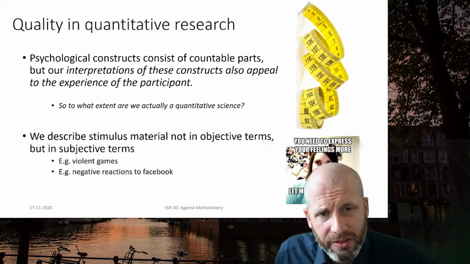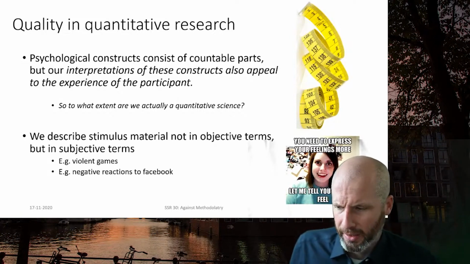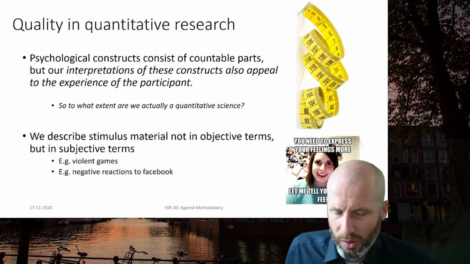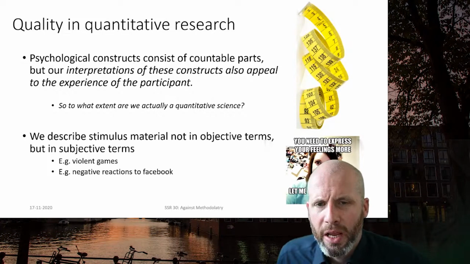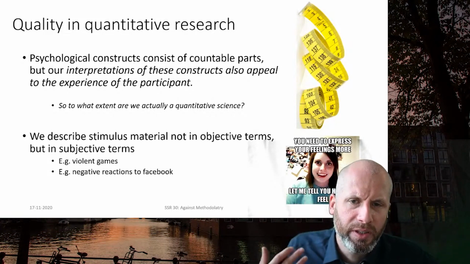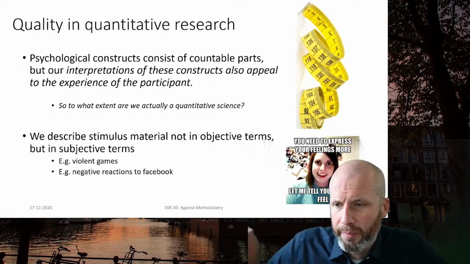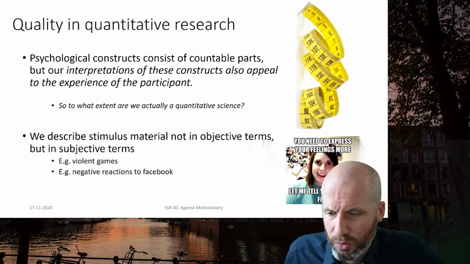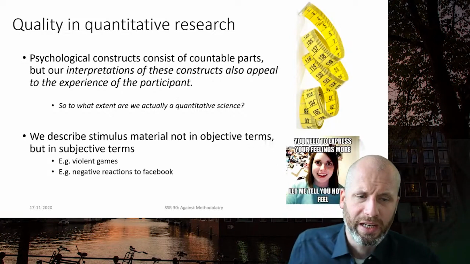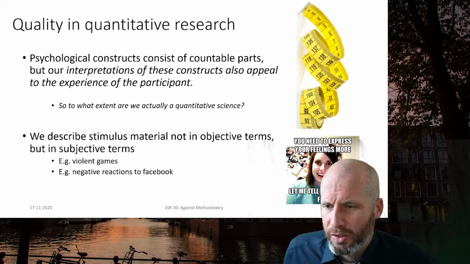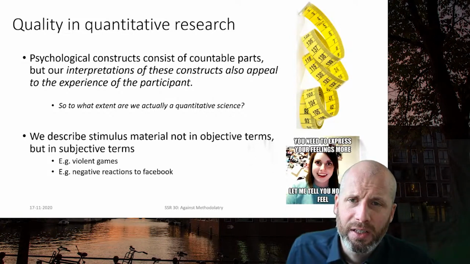But our interpretations of those constructs appeal to the experience of the participant, right? If we're saying that somebody is more aggressive than somebody else, or participants in the experimental condition are more aggressive than somebody else, then we give an experiential interpretation or qualitative interpretation to those numbers. We're not just saying the number in the experimental condition is higher than in the control condition. No, we're saying that that number reflects aggression. And the degree to which we can strongly make the claim that aggression is what is being measured with those types of measurements is questionable, as we've seen this block, right?